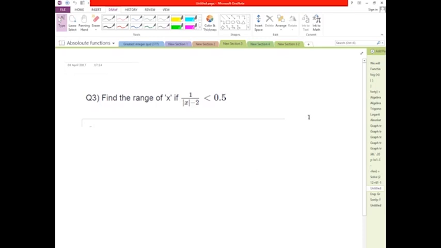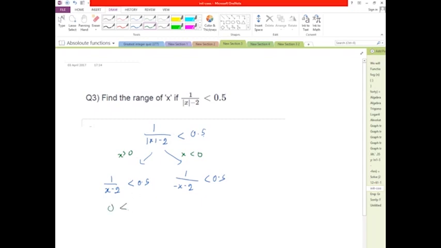Find the range of x if 1 by mod x minus 2 is less than 5. I think I can do this. This will be method of intervals actually. So I'll just introduce this a bit. So this can again be written as 1 by x minus 2 less than 0.5 if x greater than 0, and 1 by minus x minus 2 less than 0.5 if x less than 0. And then you just need to solve it.